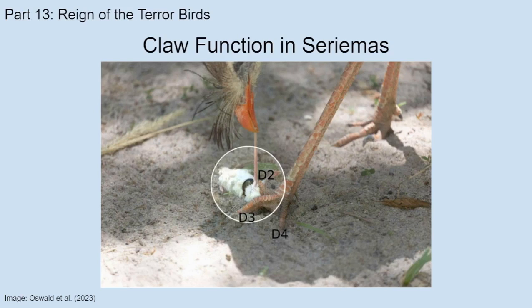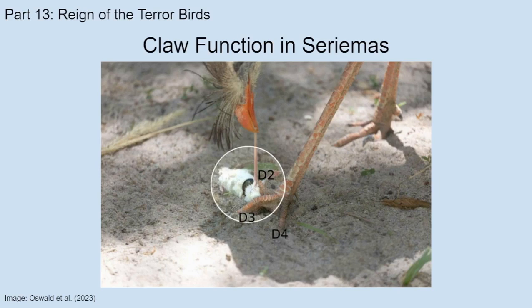And also, as shown here, they observed how the seriemas used the claw when they were feeding. So here is a seriema feeding on a dead mouse, for example. And what they found was that seriemas will often use the feet in general for holding items down on the ground, with a preference especially for using the second toe claw to pin things down. So it seems that this is very likely to be the main function of the second toe claw that they usually hold raised off the ground to keep it sharp.